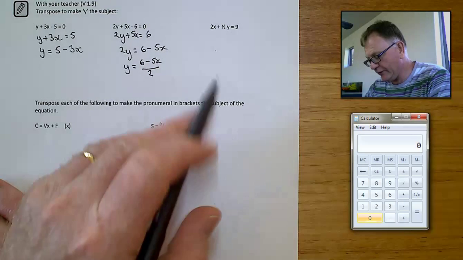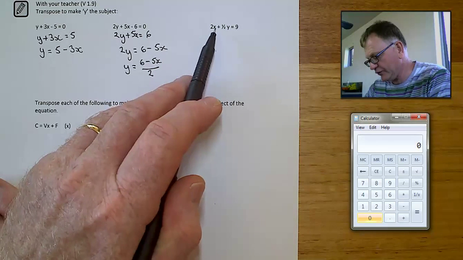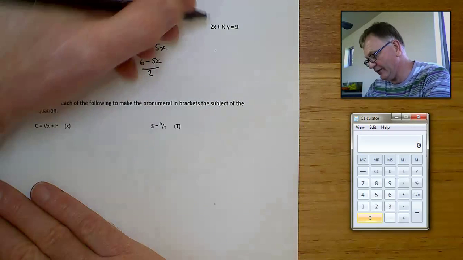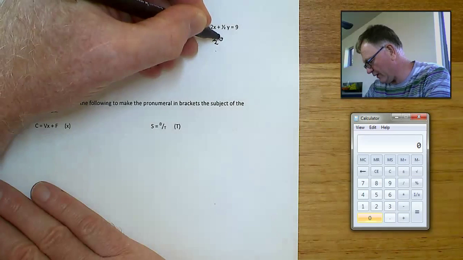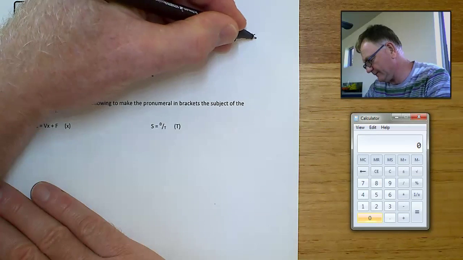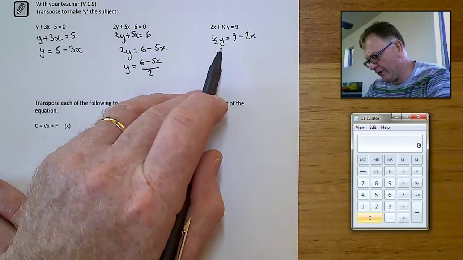If I want y to be the subject of this equation here, I might start by moving the 2x over to the other side, and you can do that by taking it away from both sides. Half y is equal to 9 take 2x. Now I've got a half times y.